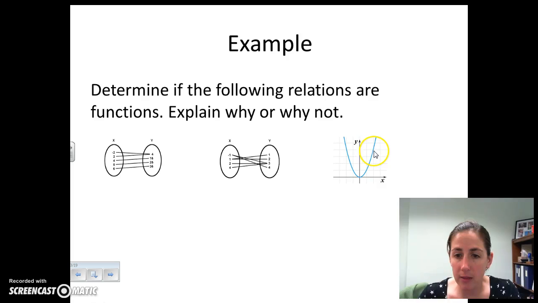Now look closely. This ordered pair right here is 2, 4, and this one's -2, 4. We said this is a function because it passes the vertical line test, but two different x's gave you the same y. It is okay.